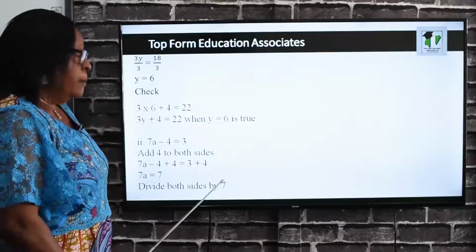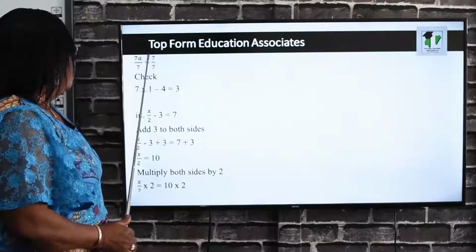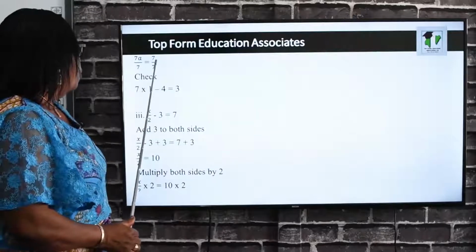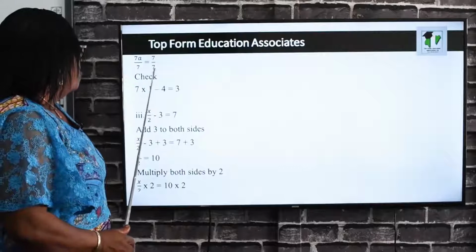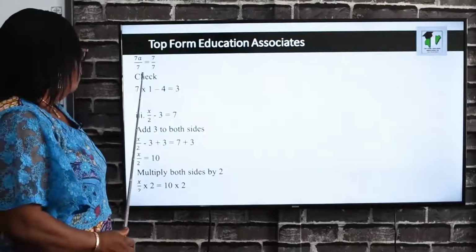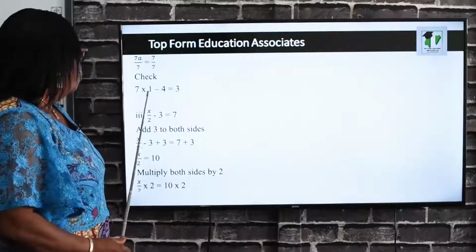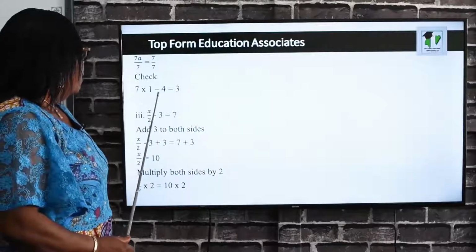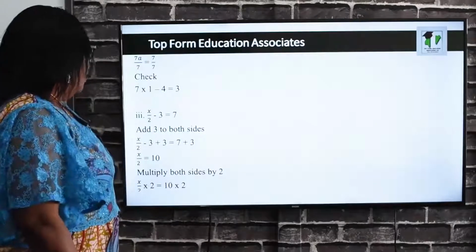Divide both sides by 7. We have 7a over 7 equals to 7 over 7. So a is equal to 1. For us to check, wherever we have a, we put 1. 7 times 1 minus 4 will give us 3. Question number 3.